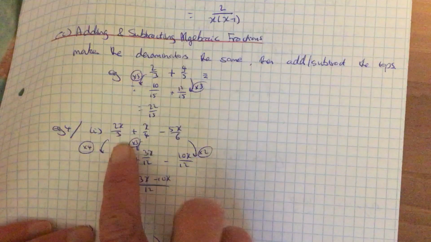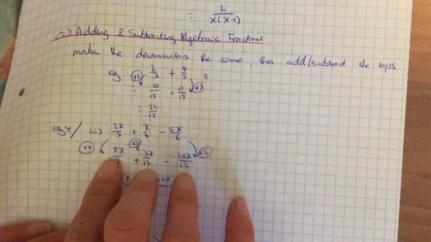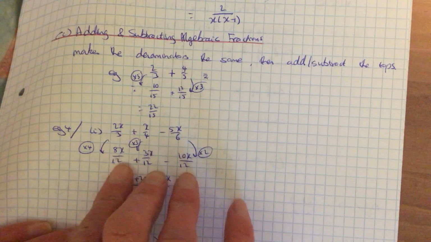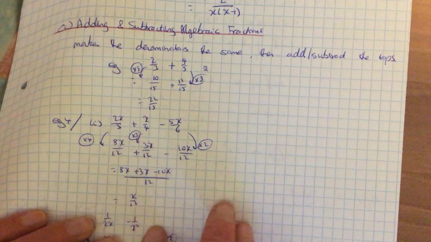Example 4 is exactly the same. They all go into 12, so put it over 12. Times this one by 4, this one by 3, and this one by 2. Once the bottoms are all the same, just add the tops. So 8 add 3 minus 10x.